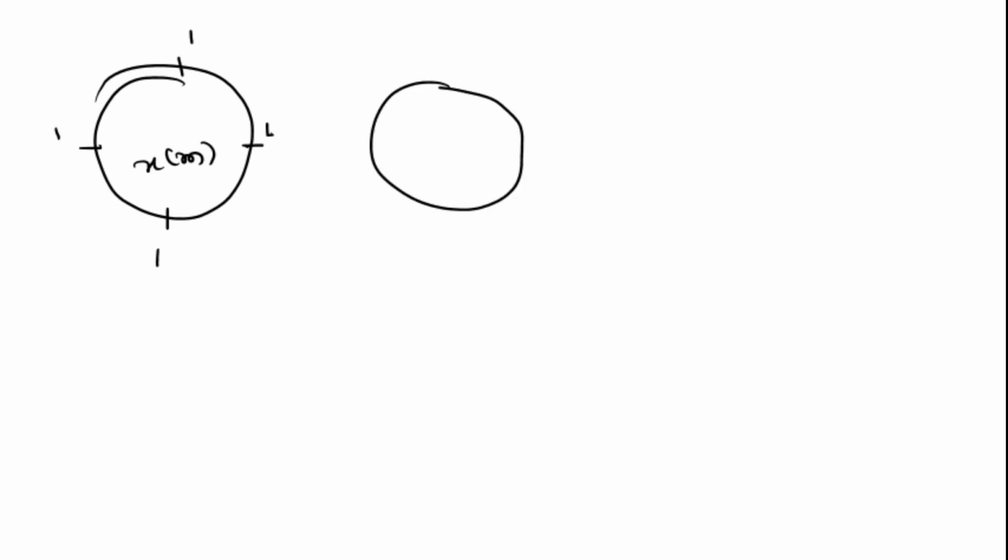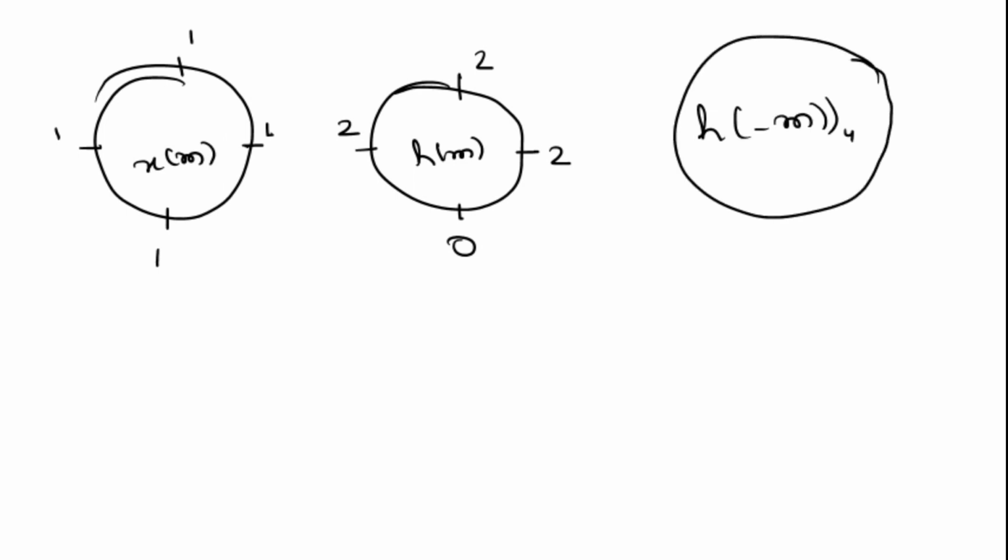First draw x of m. So already we know that this is 0 position and we have to draw it in the anti-clockwise direction. Then we have to draw h of m, once again 0 position, and we have to draw it in the anti-clockwise direction. Then we have to write h of minus m of 4. That means the same signal we have to write in the clockwise direction. Then it is 2, 2, 2 and 0.